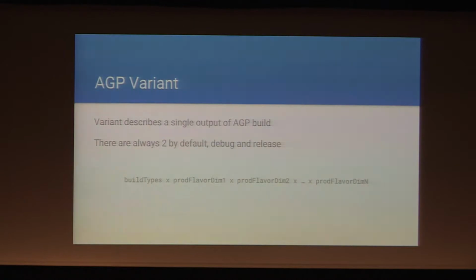So basically, if you have debug and release build types, and you have a single dimension, for instance, price, and the first value for that is free version, and the second one is paid version, so you're going to have 2 times 2 equals 4 variants in total.